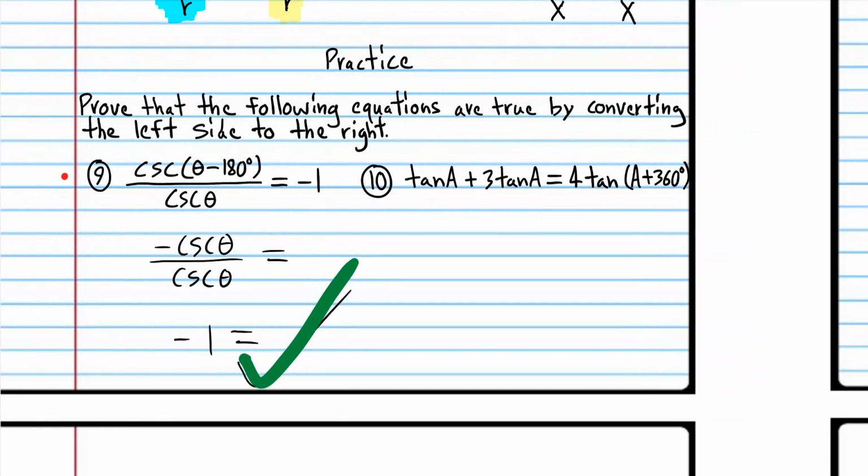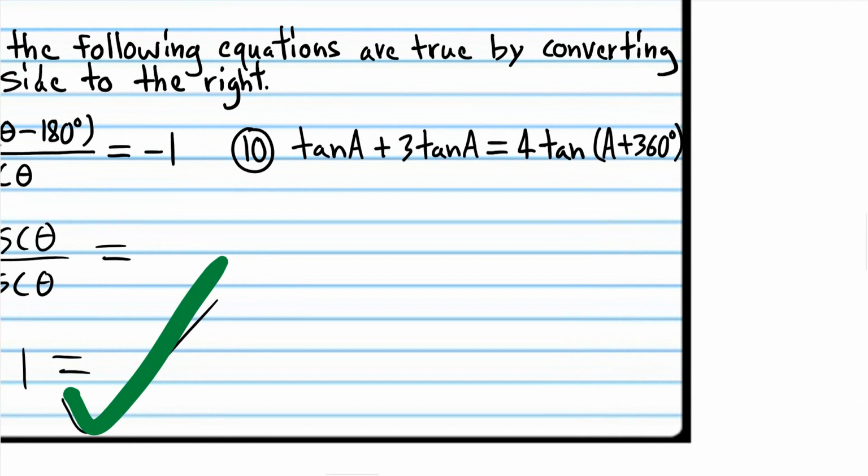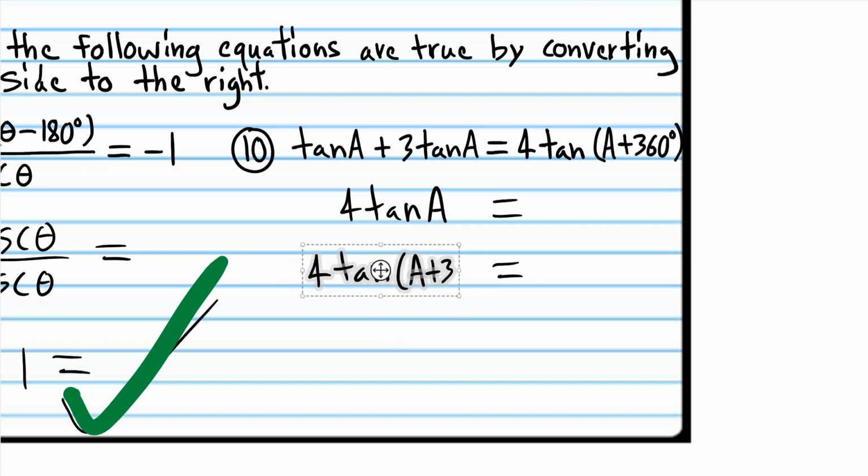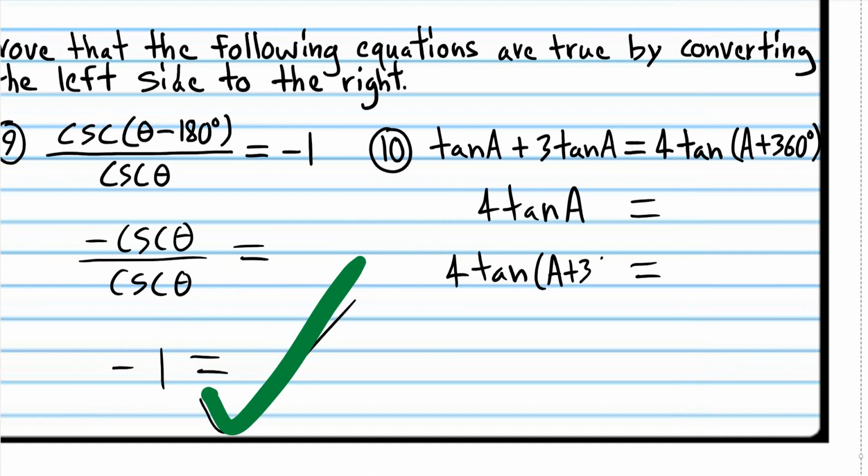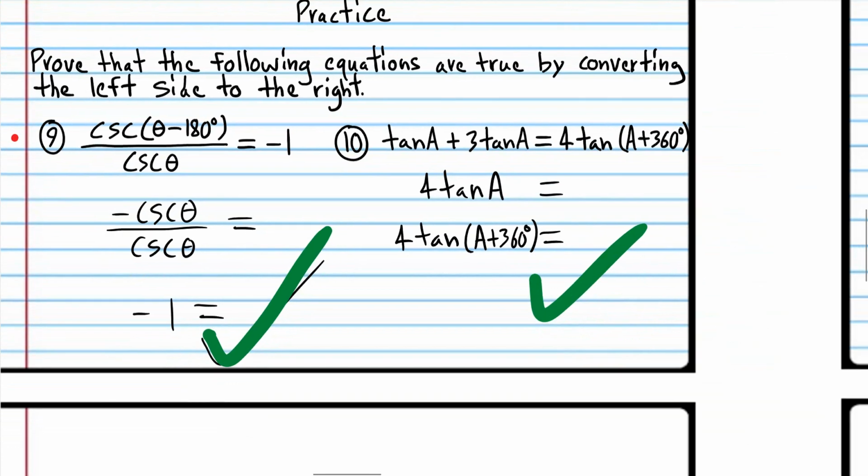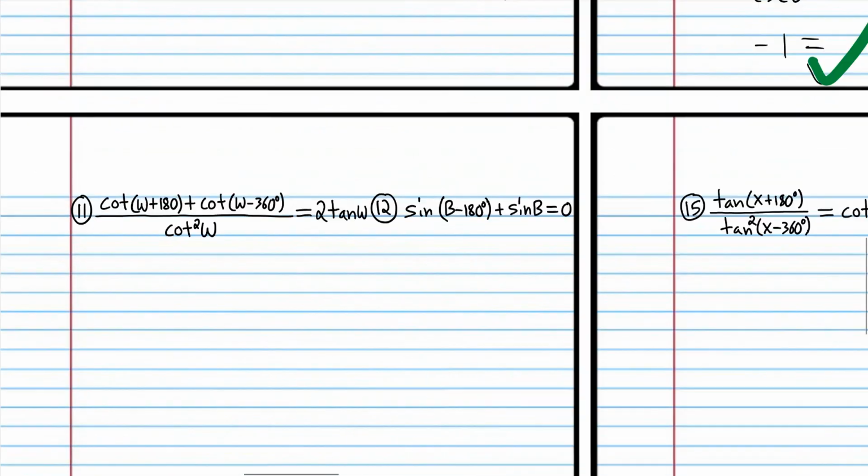Okay, let's try number 10. Tangent A plus 3 tangent A is 4 tangent A, but that's not good enough. We have to change it so that it's tangent A plus 360. And remember, when you're adding 360, it's just a coterminal angle, so you can just change tangent A to tangent A plus 360. That's completely legal. And therefore, we proved that the identity is true, but we had to go right to left in our equations in that particular example.